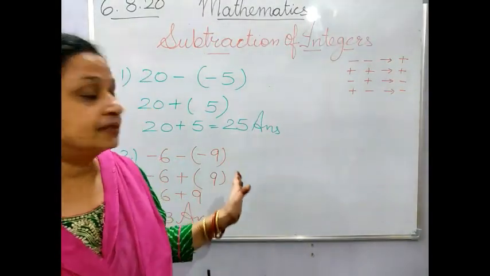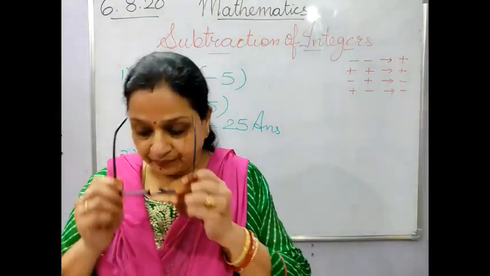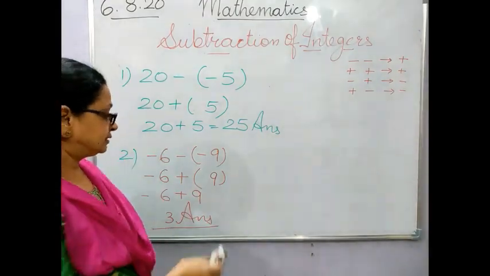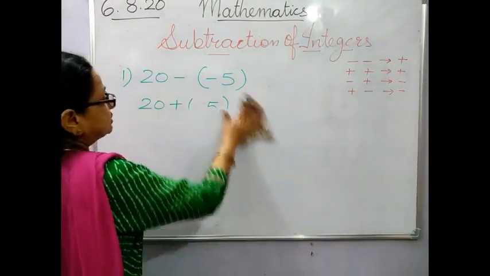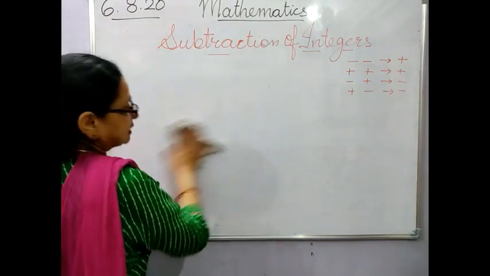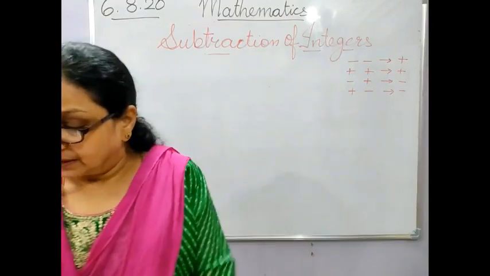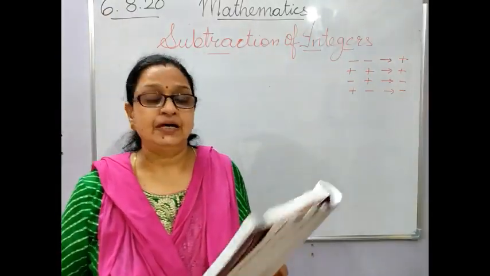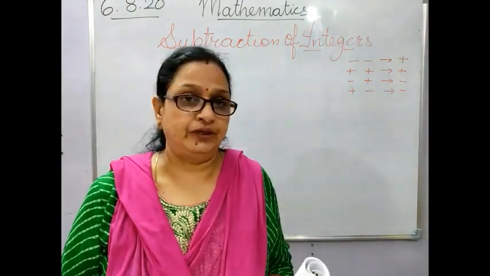So children, like this, you can use any method in solving any kind of subtraction sums on integers. Now we move on to properties. Properties of subtraction of integers. These properties are similar, but there is a slight difference. The names of the properties will be the same, but there will be a slight difference. And when you solve those properties, you can use any method you wish.